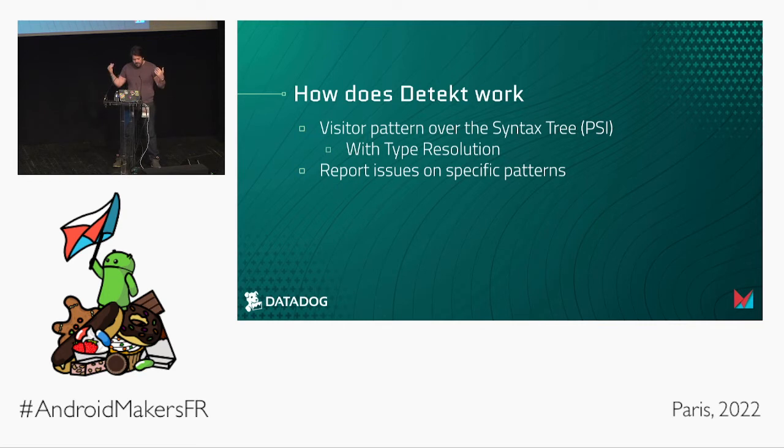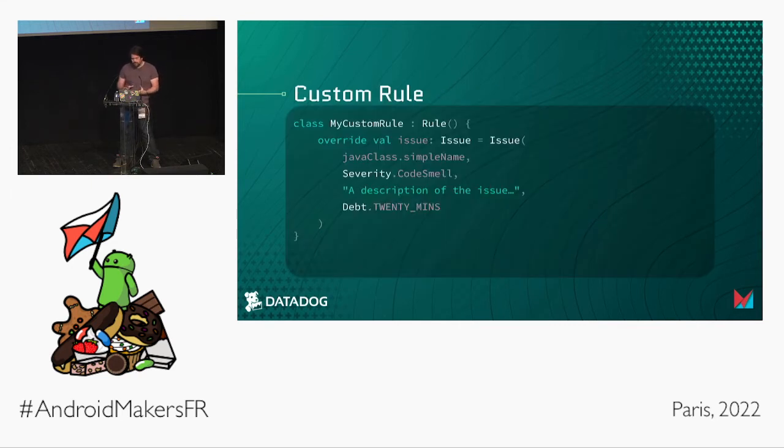And then you're going to visit those patterns, so you can visit every node in the tree for every source file that you have, and you're going to try to find a specific pattern and report issues when you find them. As I mentioned, you have hundreds of existing rules, but you can also write your own. If you want to write your own rule, this is the kind of class that you're going to have to write. It's my custom rule, or you name it, like what you want to detect.